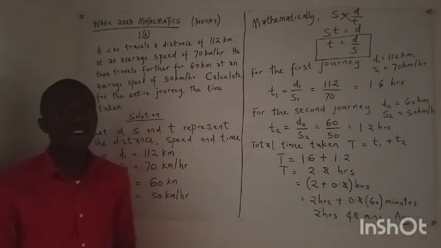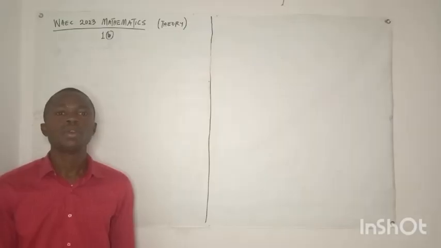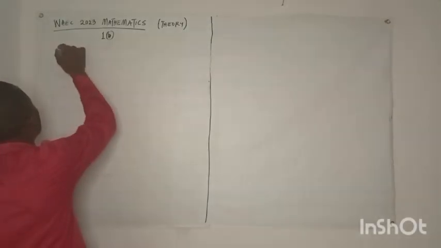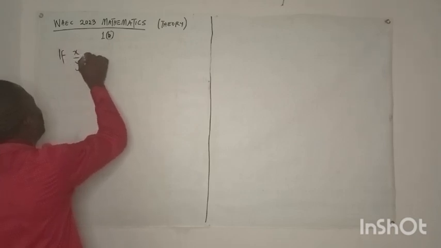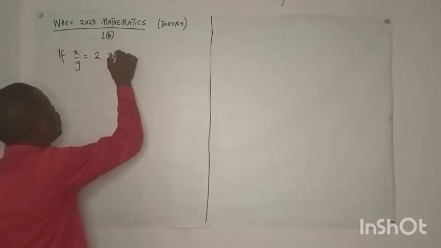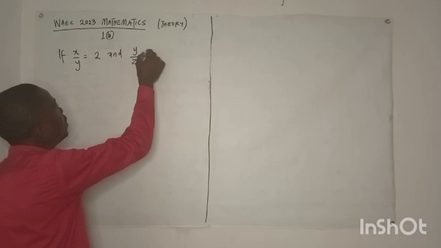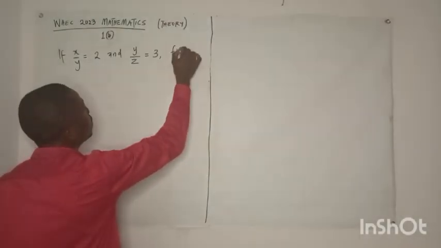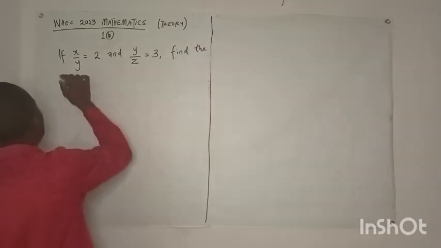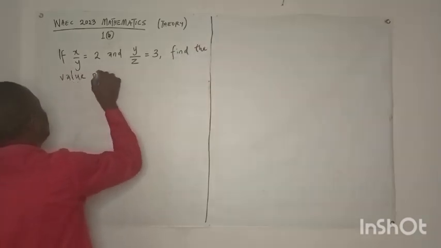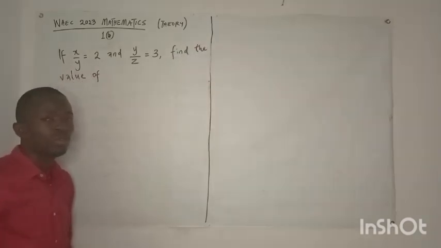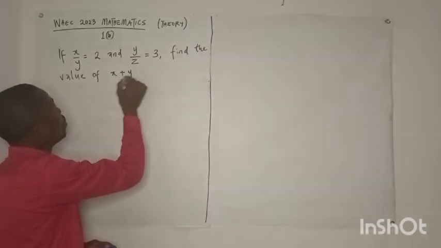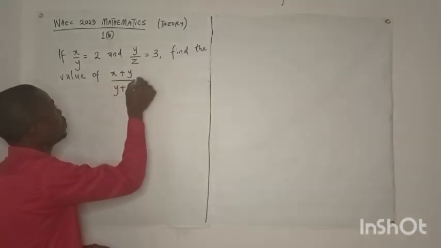Now we also have a second question. We come to the second part of the question, and it says if x over y is equal to 2 and y over z is equal to 3, find the value of x plus y all over y plus z.